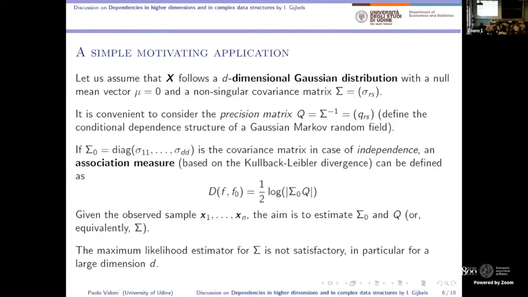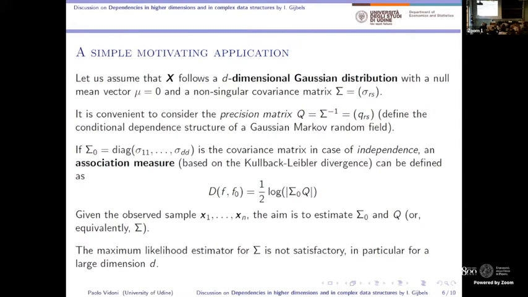Here we have, moving to the conclusion, a very simple example within the Gaussian world. We consider a d-dimensional Gaussian vector capital X with a null mean vector and a covariance matrix capital sigma. The aim is to estimate sigma and to compare this matrix with the estimate of sigma 0, which is a diagonal matrix specifying the independence situation. We may have problems in the estimation of the matrix sigma, in particular when the dimension is quite large.